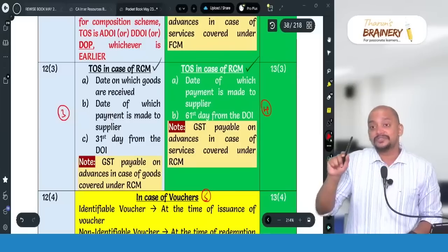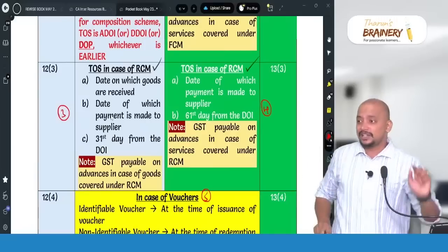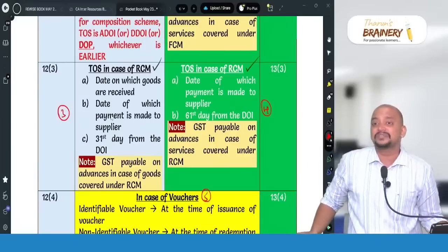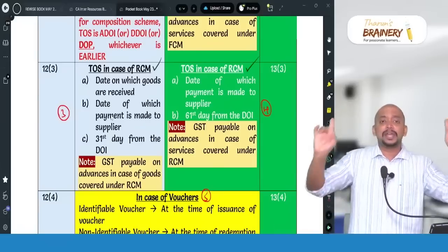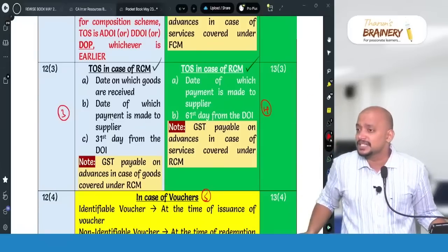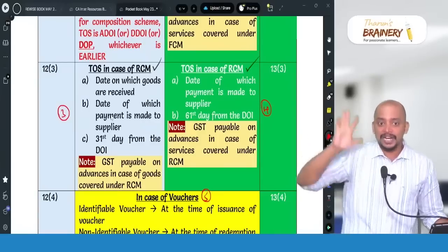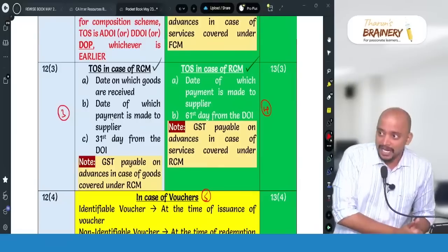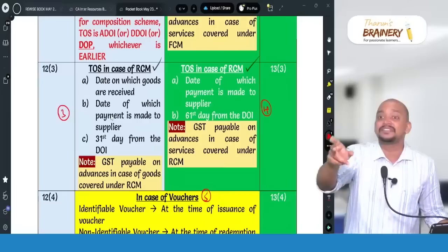But in case of services under RCM, we don't have the date of receipt. So it is only the date on which payment is made to the supplier, or the 61st day from the date of invoice, whichever is earlier. And whether GST is payable on advances in case of goods and services covered under RCM? Yes, because date of payment is one of the dates. For example, the date of payment made is this month, but the 61st day falls in the next month. So this month itself we need to pay, because whichever is earlier.